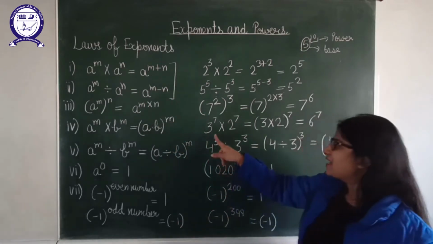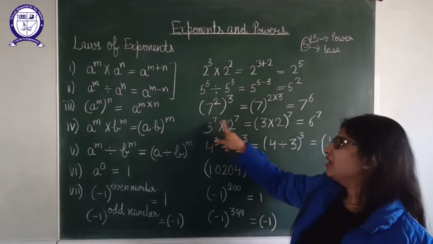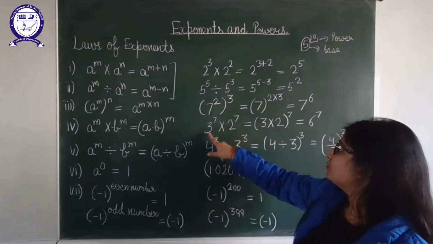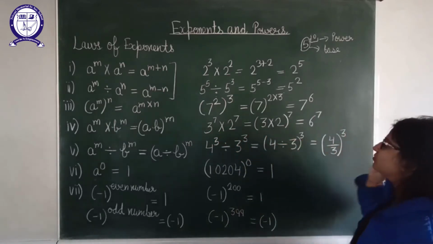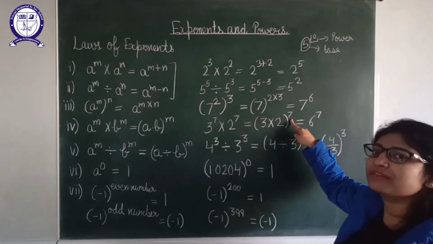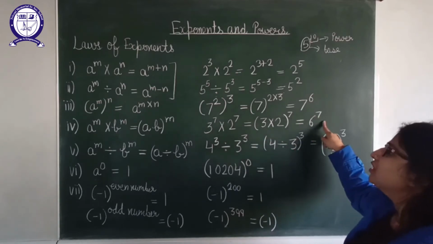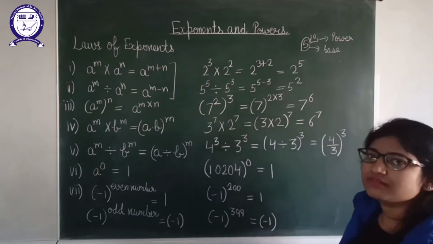How you will apply it? As you can check, 3 raised to the power 7 multiply 2 raised to the power 7. In both the cases power is same but the bases are different. So you will multiply these two bases, so it will be 3 multiply 2. And as the power is 7, so you will write down raised to the power 7. So 3 2s will become 6 and raised to the power 7. So we will get the answer as 6 raised to the power 7.